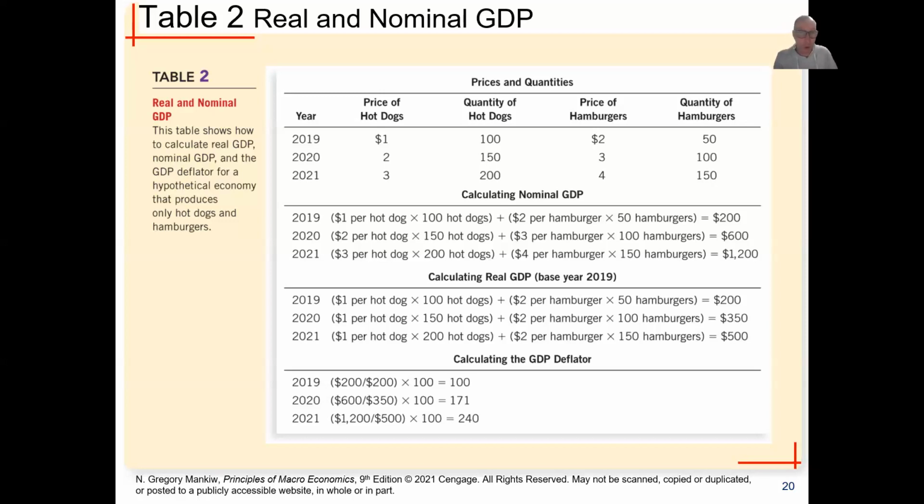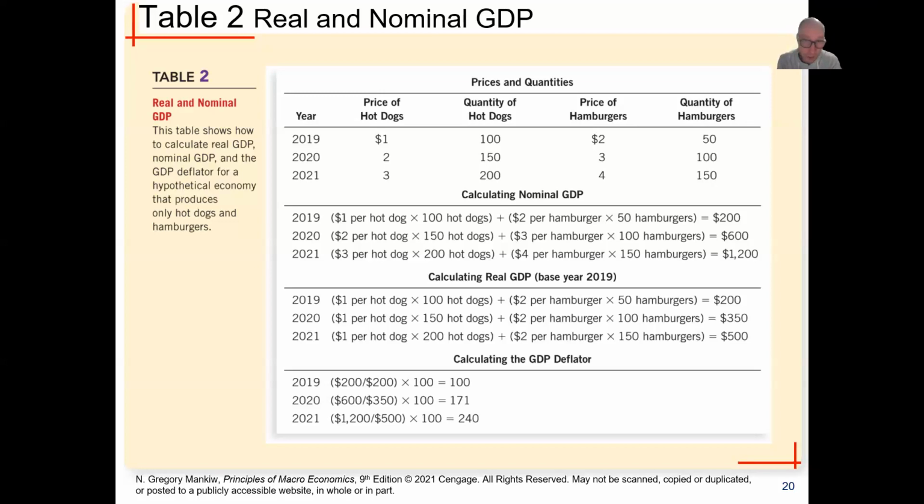So, for example, year one, 2019 for hot dogs is $100. Year two, it's $300. Year three, it's $600. And we can do the same thing, of course, for hamburgers. Year one would be $100. Year two would be $300, and year three would be a lot. Right? And of course we add the two together. Year one is $200. Year two is $600. Year three is $1,200. So that's our nominal GDP.